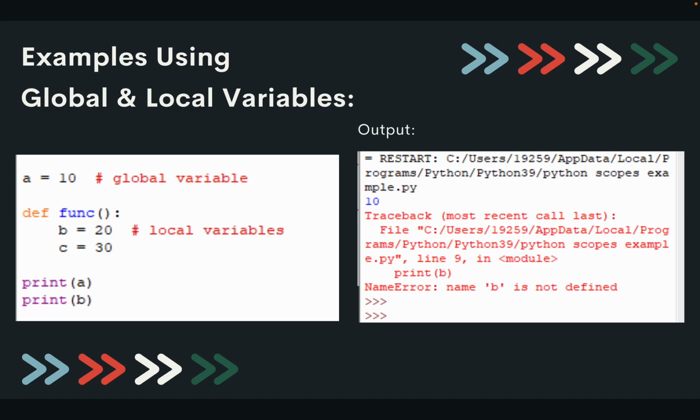Below that, outside the function again, are two print statements. And here you can see in the output, when we ask to print a, which is the global variable, it'll print out 10. But when we try to print out b, it'll give us an error since it can't access what's inside the function.